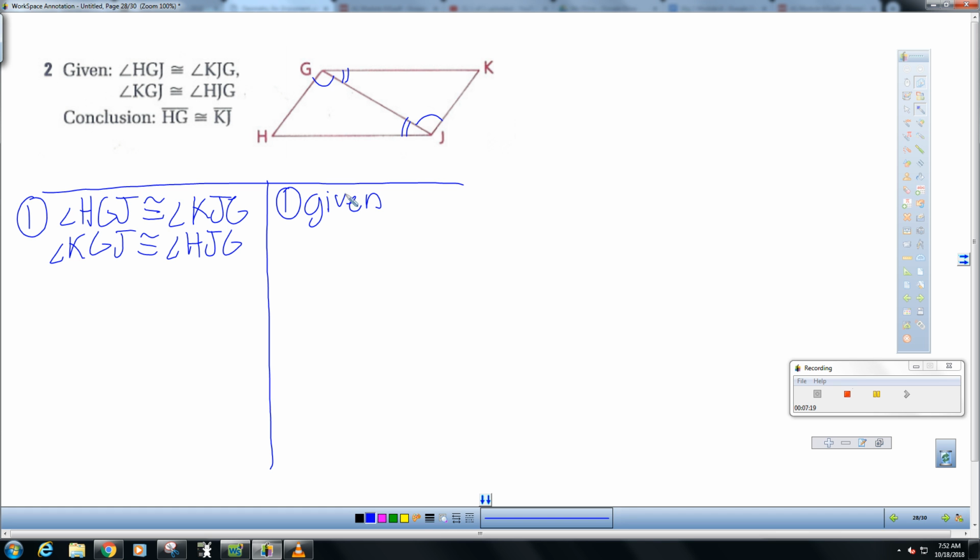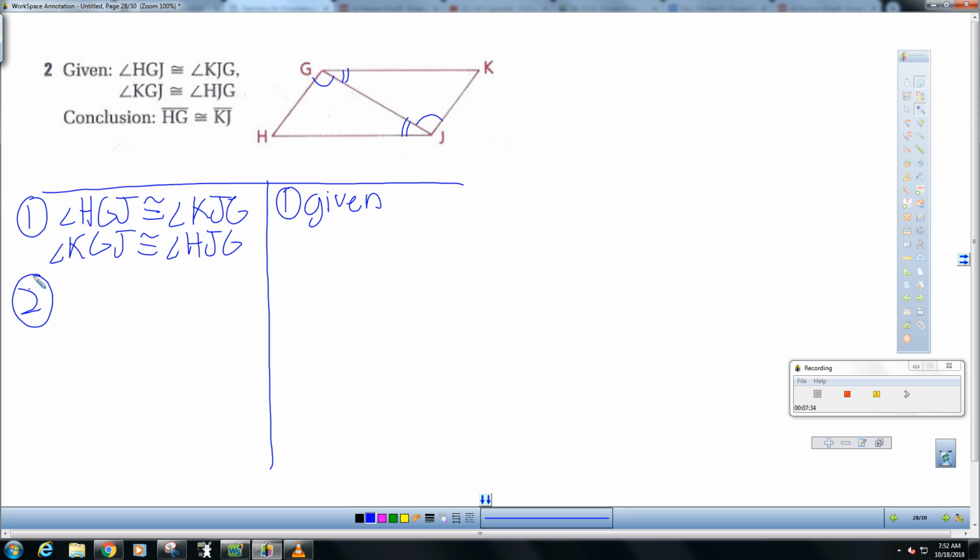Now, I know I need to prove these two triangles congruent, so we want to think through which postulates we're allowed to use. We have side, side, side, side angle, side, or angle, side, angle. But we already know two angles that are congruent. So that's a good hint that we're probably going to need to use angle, side, angle. But that means we need to figure out some side that we also know is congruent in two triangles. So if we're doing angle, side, angle, we need two angles and the side in between them.